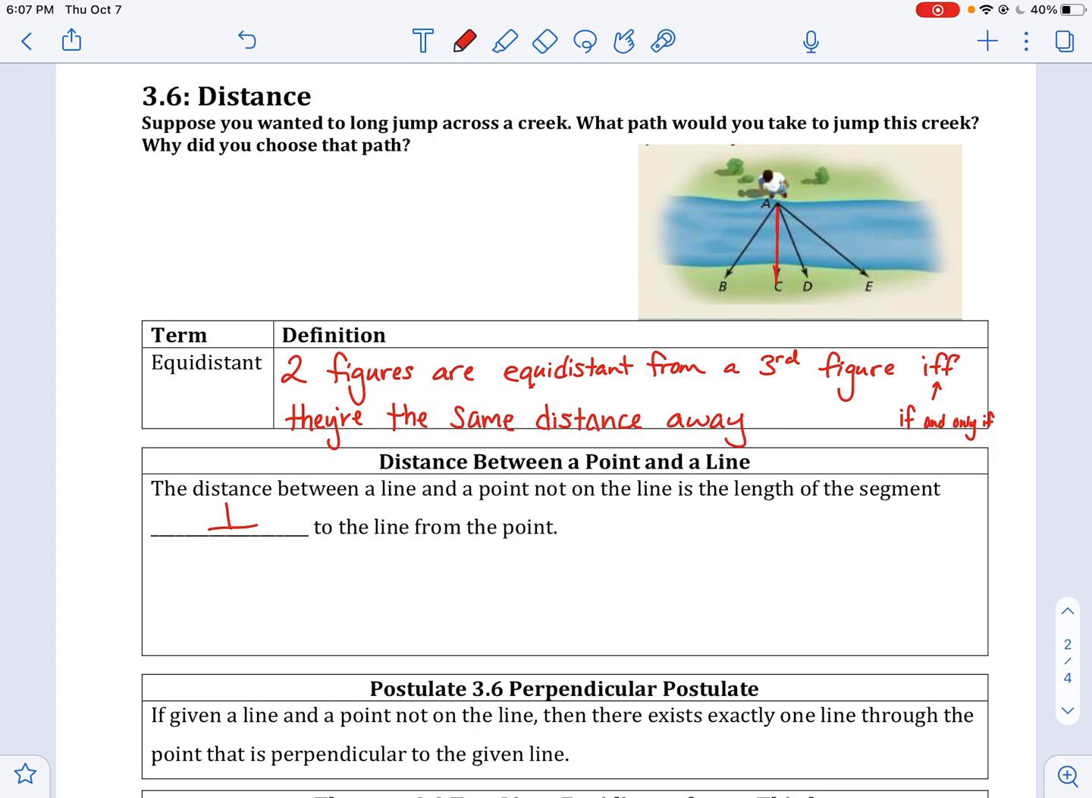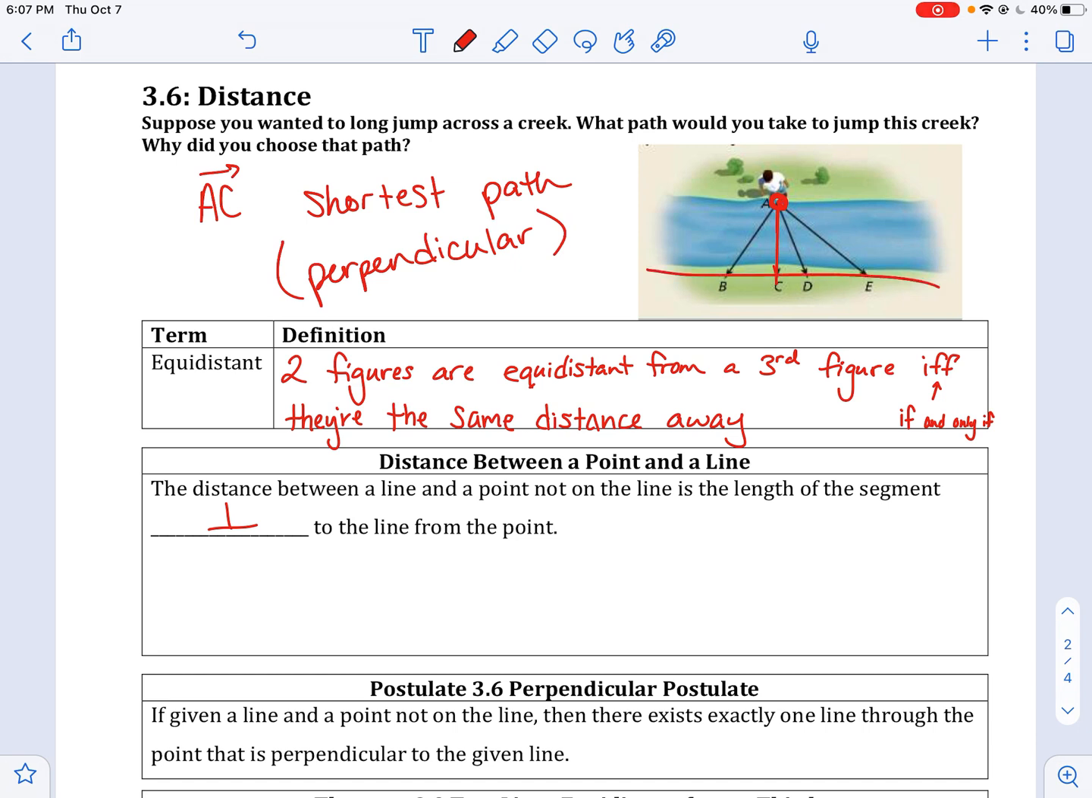Well, of course you take AC because it's the shortest path. And the big idea here, the key to the whole lesson, is that that path is perpendicular. So our whole focus today is going to be, how can I get from a point to a line? What's the distance? And it's going to be perpendicular.